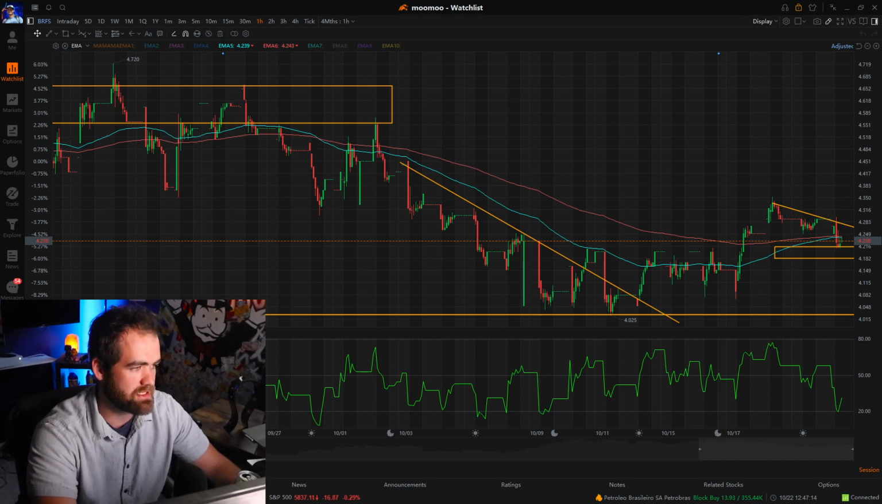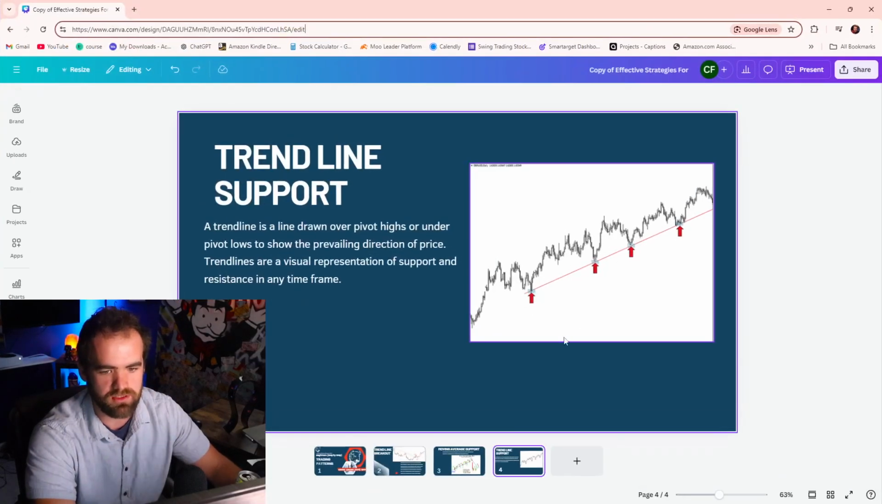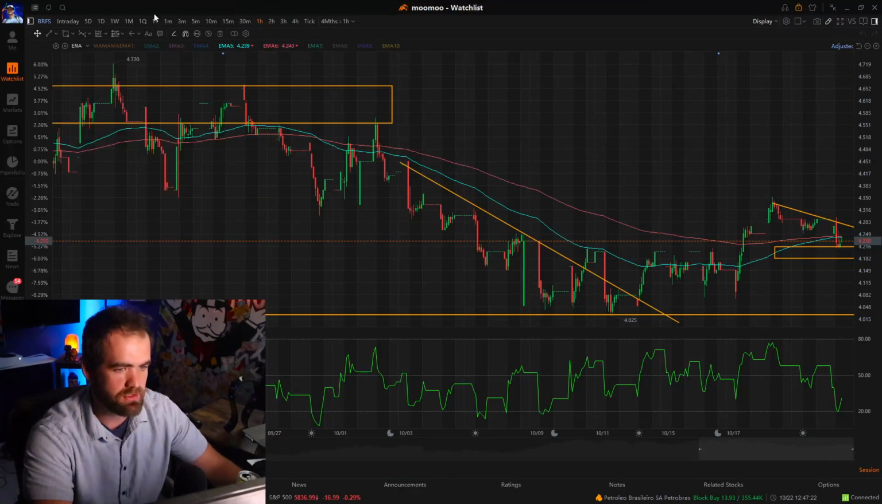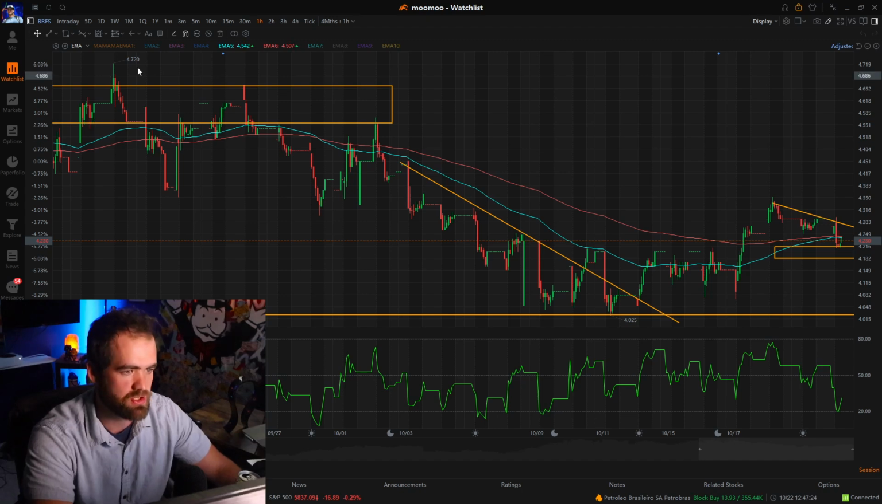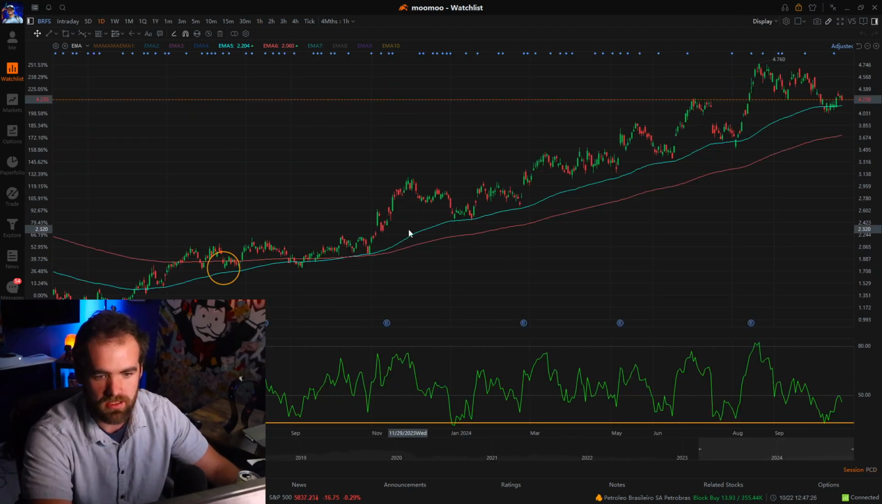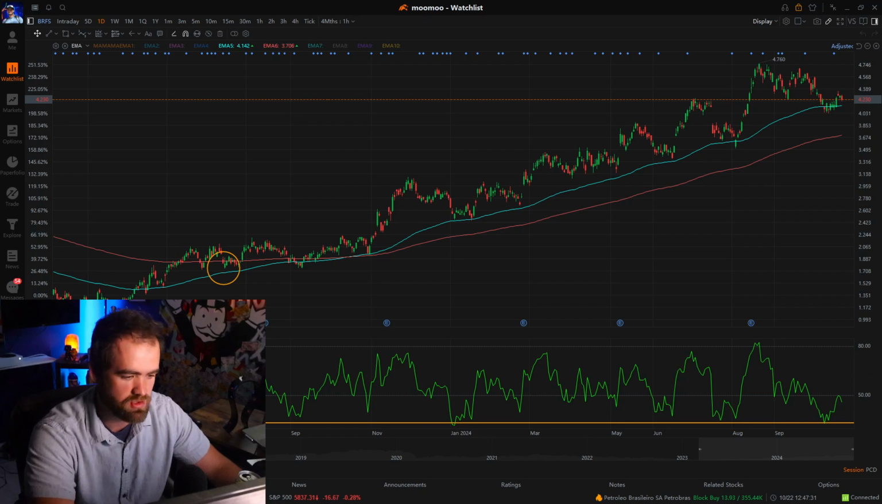The next one here is going to be the trend line support. So obviously a basic trend line that acts as support. We want a minimum of 3 touches here. But looking at this here, we have a combination of all of them. So we have heavy support here on that moving average line.